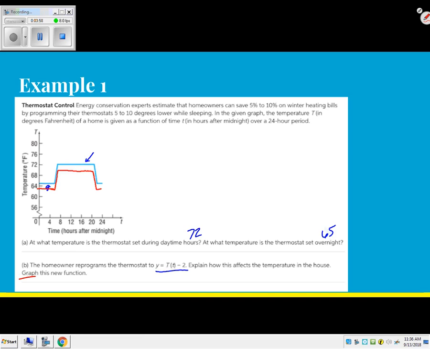What that did to my graph was make it so that it was always 2 degrees cooler with this new program. So how does this affect the temperature? It is now 2 degrees cooler.